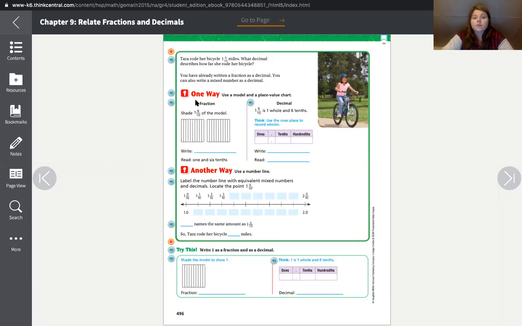So let's look. We can do it again in 3 different ways, just like we did on the page before. We can use a model and a place value chart. We're going to first start by shading the model. We have to shade 1 and 6/10. Now remember, that 1 is like saying we have 1 whole and another 6/10. So if we want to shade 1 and 6/10, we have to shade this whole thing to represent the 1. And then we have to come over here and now shade the 6/10 to represent the 6/10. So now we have 1, 2, 3, 4, 5, 6.